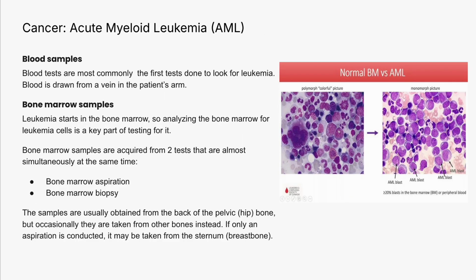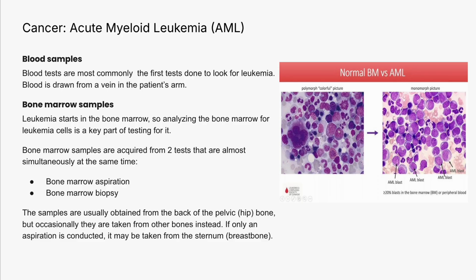Now we have some tests for acute myeloid leukemia. Those may include blood samples. Blood samples are most commonly the first test done to look for leukemia, and blood is drawn from a vein in the patient's arm. We also have bone marrow samples. Leukemia most commonly starts in the bone marrow, so analyzing the bone marrow for leukemia cells is a key part of testing for it.